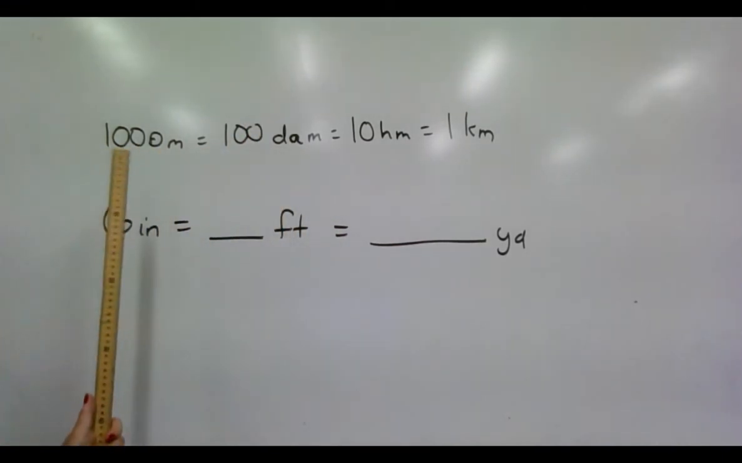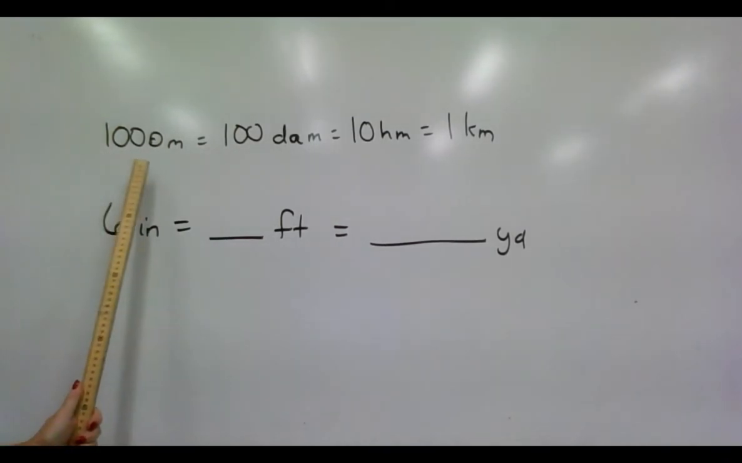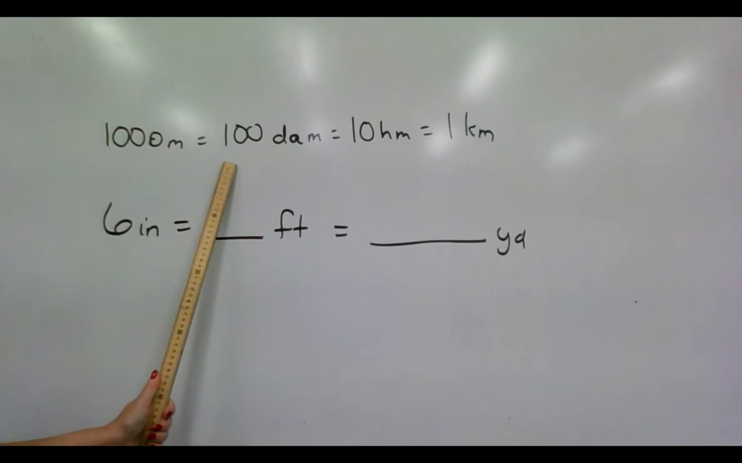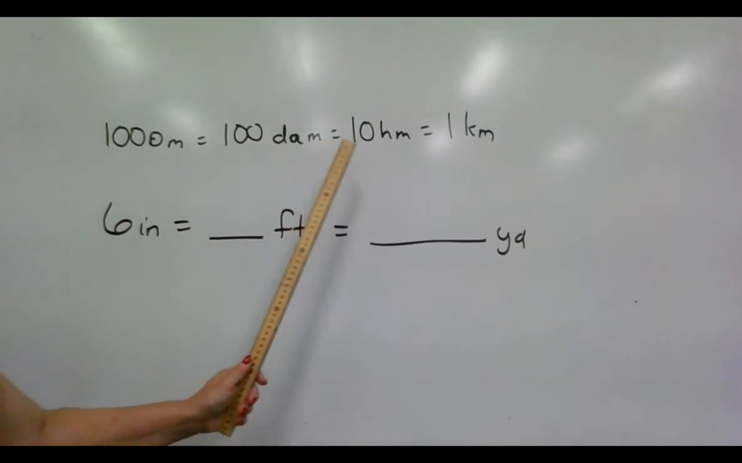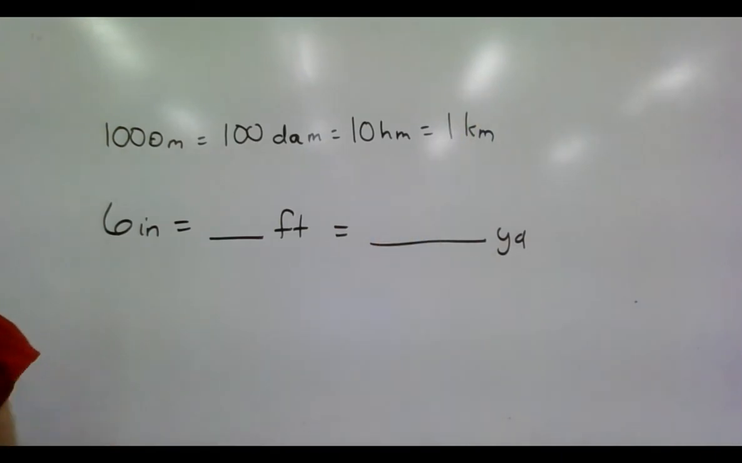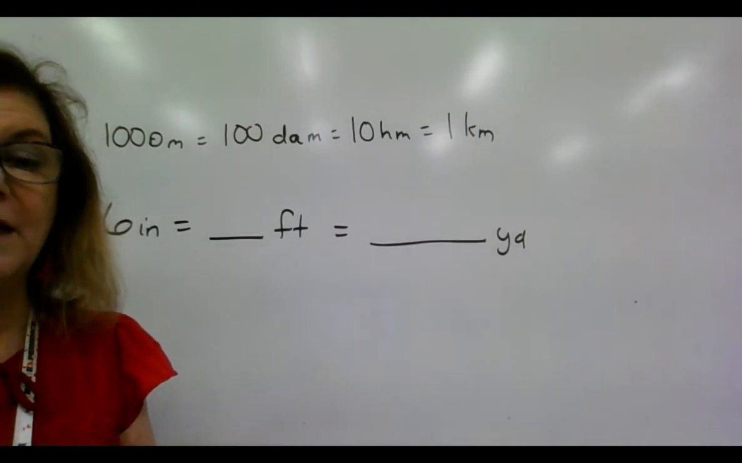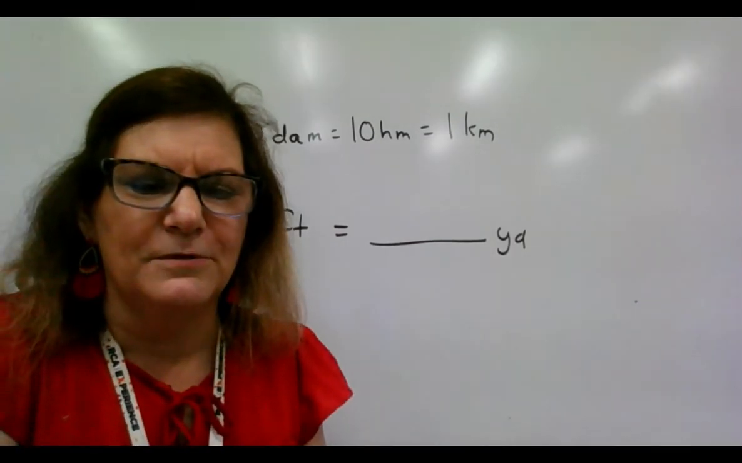So if I had 2,050 meters, then it would be 205 decameters. It would be 20.5 hectometers, and it would be 2.05 kilometers. So the number doesn't change because everything's divisible by tens or multiples of tens.